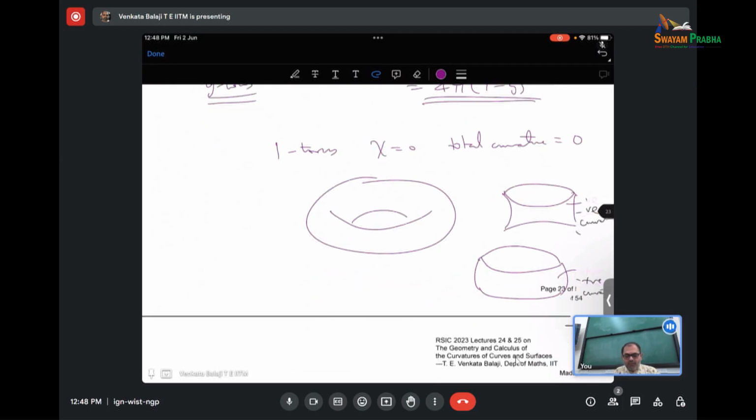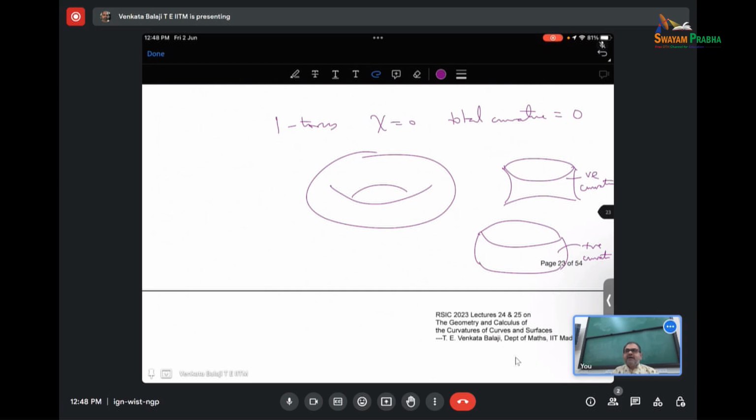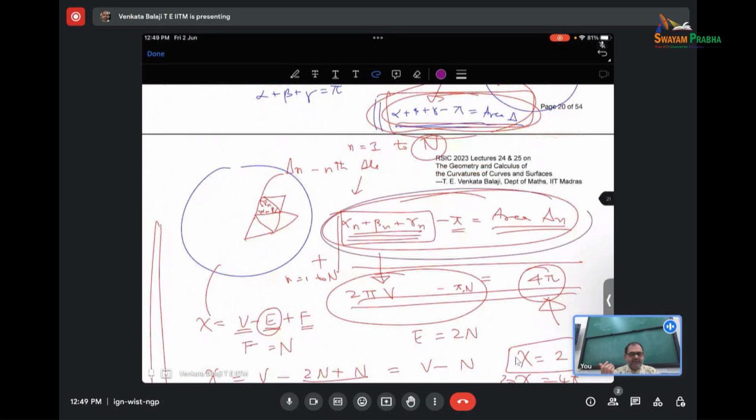Okay. Now the question is how. I'm just trying to go back and forth. How did you get the formula? This is the Gauss-Bonnet theorem actually. So what is the source of the Gauss-Bonnet theorem? At least for the sphere, the source is this simple result: if you take the excess of the sum of the interior angles over pi for a spherical triangle, that excess is actually the area of the spherical triangle. Okay.